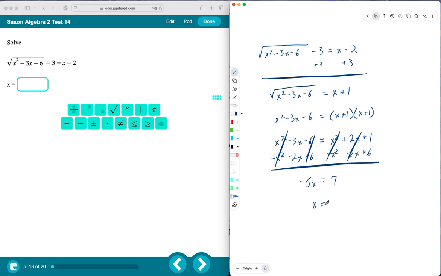So x is equal to negative 7 over 5. The way I got that was I divided both sides by negative 5. And the denominator is never negative, so we move it to the top. All right. So x is equal to negative 7 over 5. That is our solution.